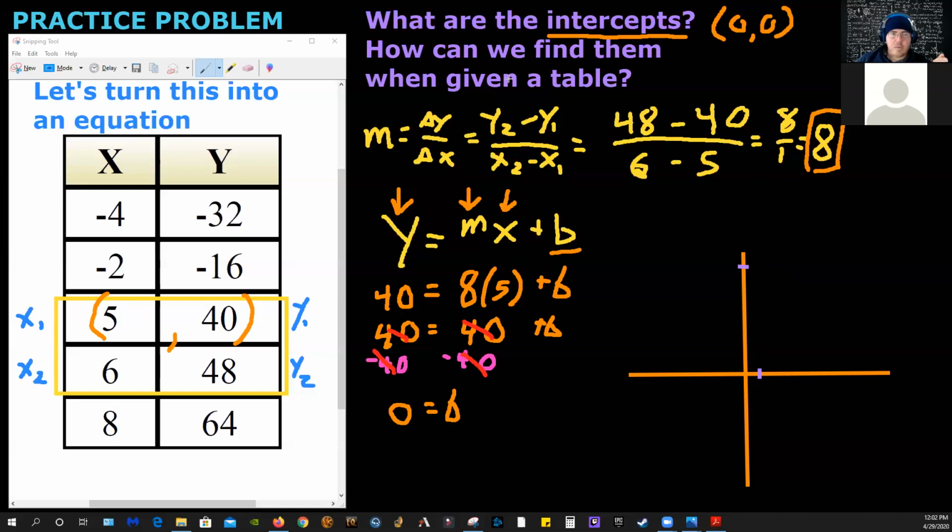So let's just say that's a really steep line, by the way. So this is 5 and this is 40, and it goes to like right there. So I'm trying to make it look good. Yeah, something like that. So this one actually has one intercept at 0, 0.